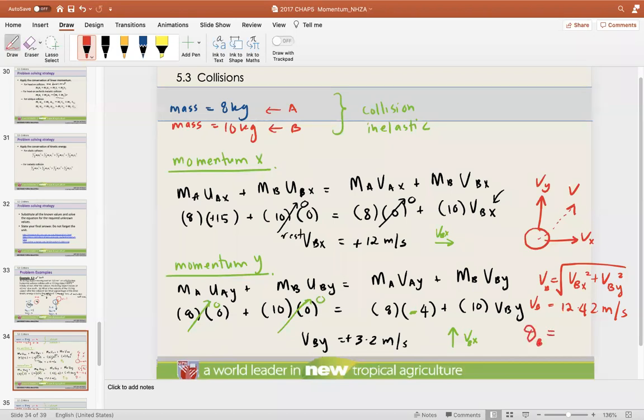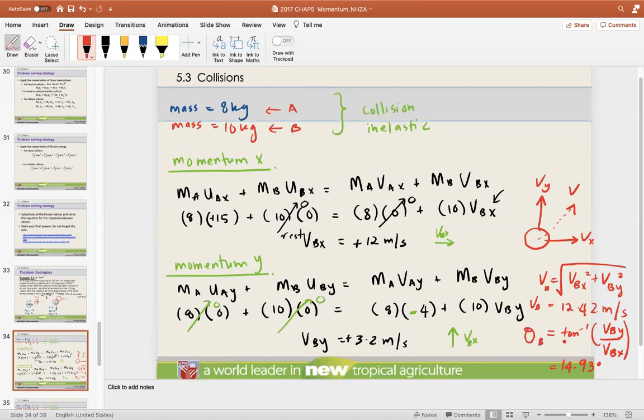Angle B is 14.93. Thank you. And the angle is with respect to? What is this equation? Remember, your angle always gives you with respect to? Horizontal, or the x-axis.